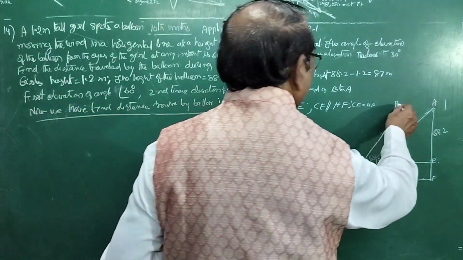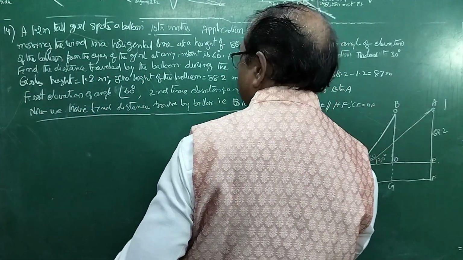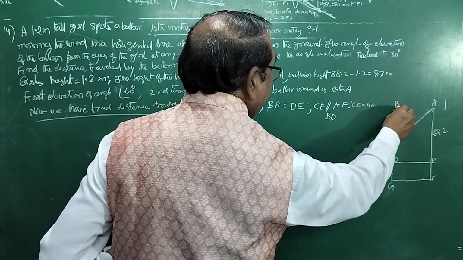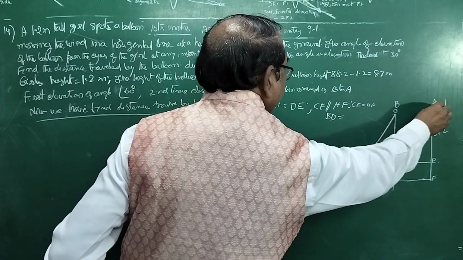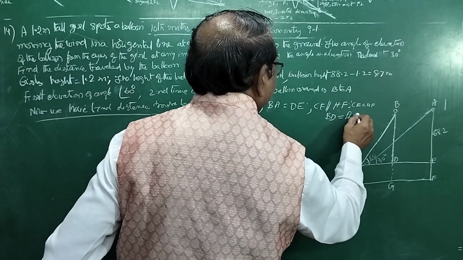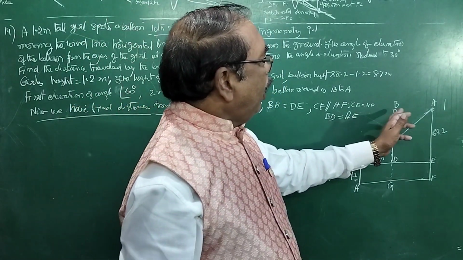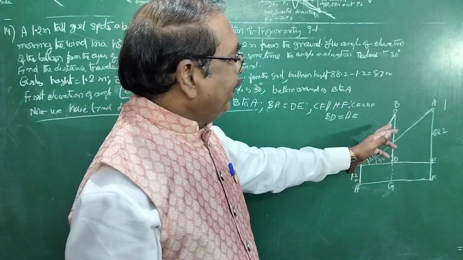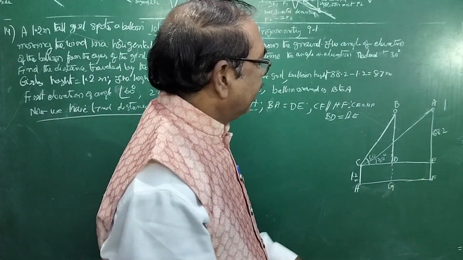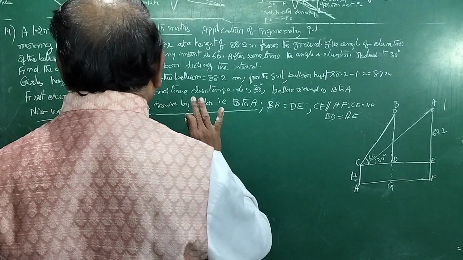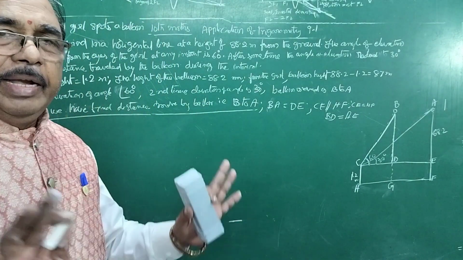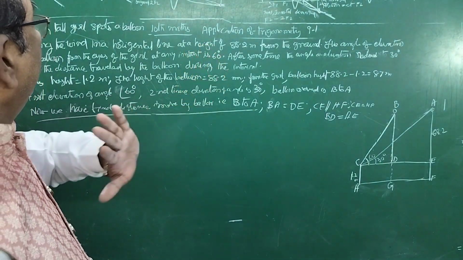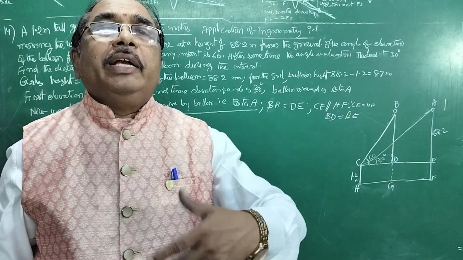At the same time, BD is equal to AE also, because the balloon moved horizontally, so there is no difference in the distance. Same is the distance here. Now we are going to tackle the problem. Up to now we only wrote the steps and described.